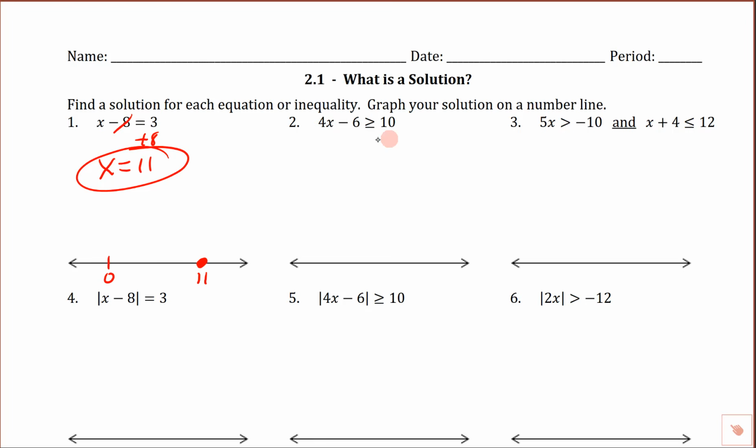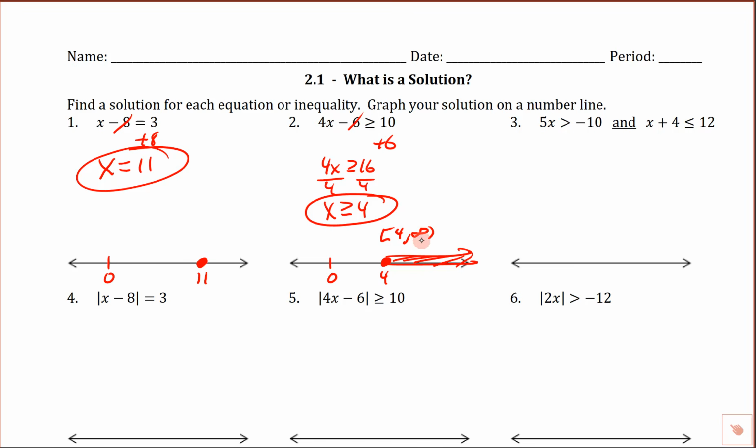This one, however, is an inequality, so we're going to go ahead and add 6 to both sides. We get 4x is greater than or equal to 16. We're going to divide both sides by 4, so we get x is greater than or equal to 4. We're going to circle that, and then draw what this would look like. So 0 would be here, 4 would be right here. We are going to fill that in, and then we just need to figure out whether we shade to the left or the right. X is bigger than or equal to 4, so we're going to shade this direction right here. So we've got that. Now, just for the heck of it, I'm going to write this in interval notation. So that's going to be 4 to infinity. Didn't say you had to do that, but not a bad idea.